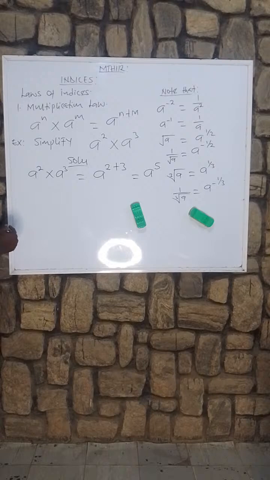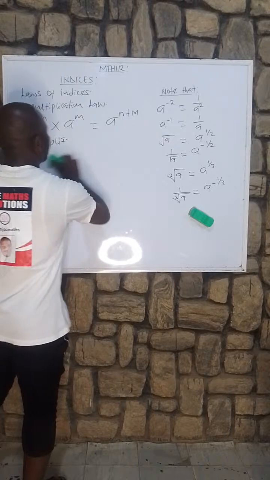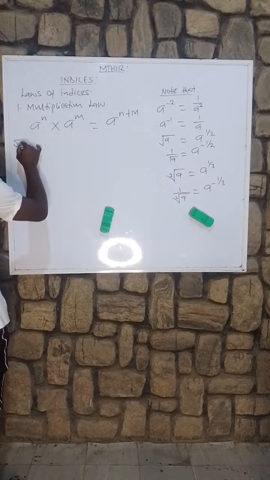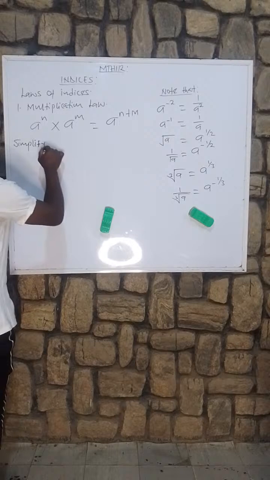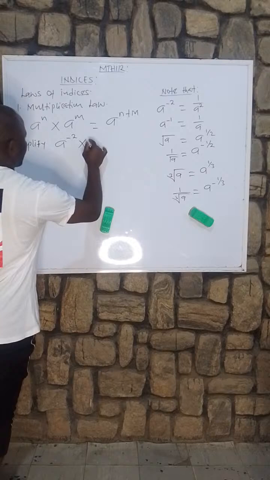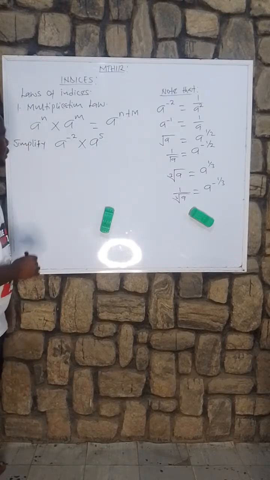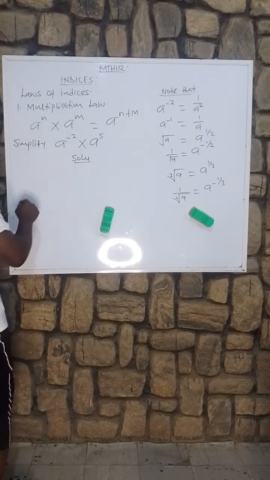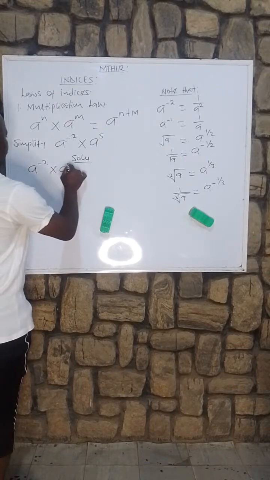Okay, what if you are asked to simplify another example? Simplify a raised to the power of minus 2 times a raised to power 5. Let's look at this. So what we need to do, we write the solution: a raised to the power of minus 2 times a raised to the power of 5.